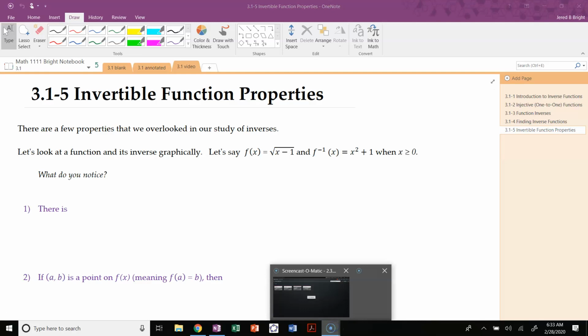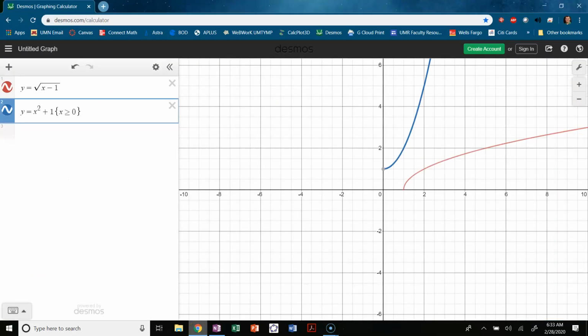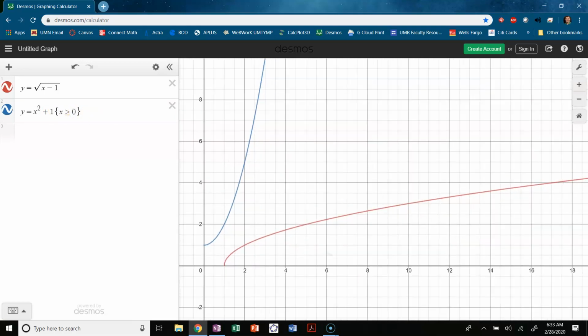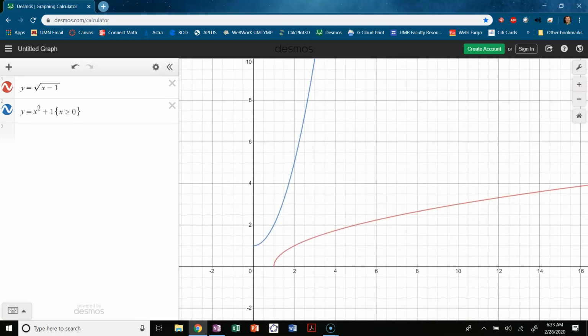So if we look at it, here we are. I put both of them in Desmos so you can see the square root in red and the half parabola in blue. And just so you know, if you want to restrict the domain, you have to put it in curly brackets. But here we are, and I'm just kind of curious if you notice anything. So pause the video and talk or discuss anything that you notice.